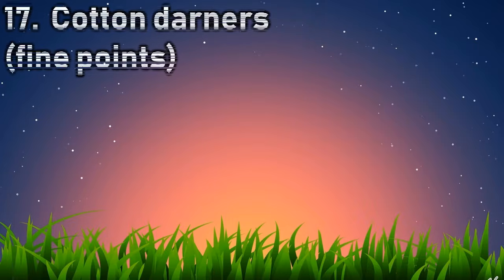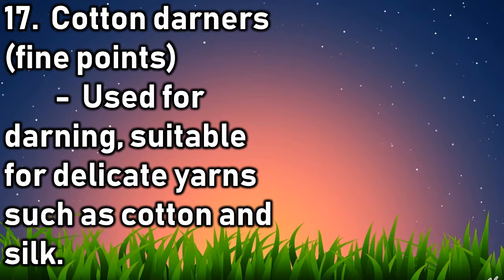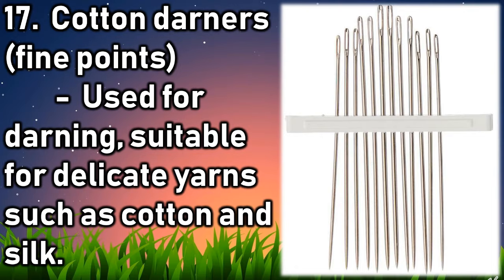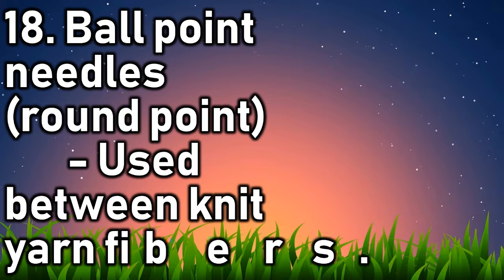17. Cotton darners, fine points. Used for darning, suitable for delicate yarns such as cotton and silk. 18. Ballpoint needles, round point. Used between knit yarn fibers.